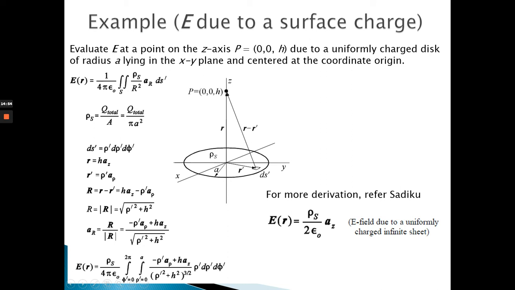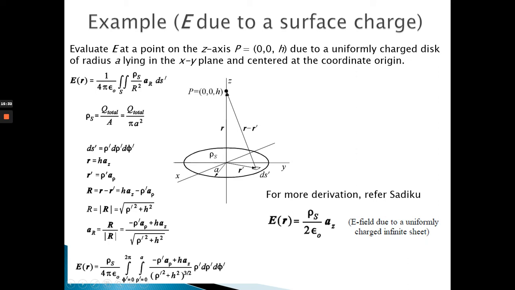Now we need to find dS. There is no z here, so we have rho d rho d phi. And the vector r is equal to h a_z, because this is the point P we want to find. So r is only h a_z. And r dash is rho a_rho, because we consider this one as cylindrical.